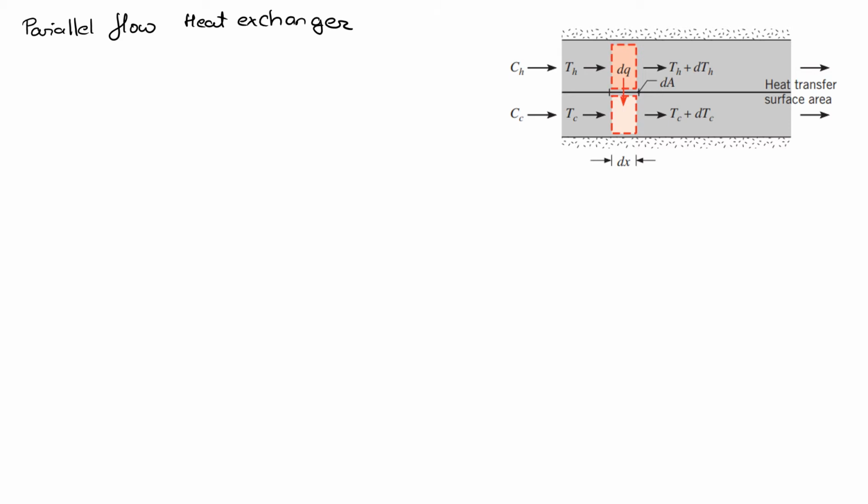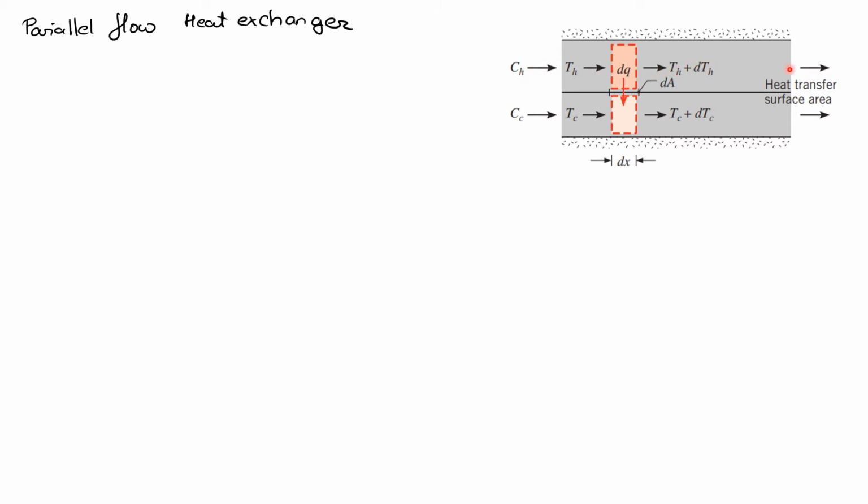Now let's look at each type of heat exchanger, and let's try to find out what will be the heat transfer rate in each case. So our first type of heat exchanger is the parallel flow heat exchanger. So let's say this is our parallel flow heat exchanger.